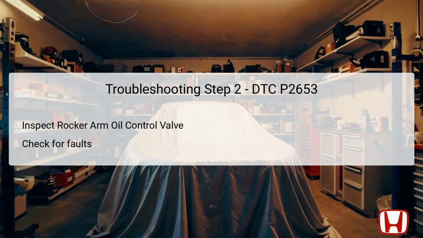Since this valve is closely associated with the rocker arm oil control solenoid, any issue in the valve could directly impact solenoid performance. You should first disconnect the rocker arm oil control solenoid connector and perform a resistance test on the solenoid. According to diagnostic guidelines, the resistance should read between 13.9 and 16.9 ohms at room temperature.